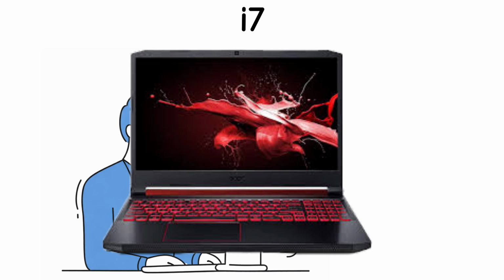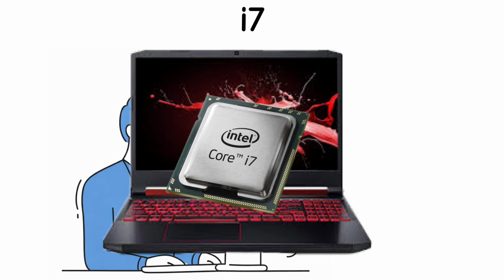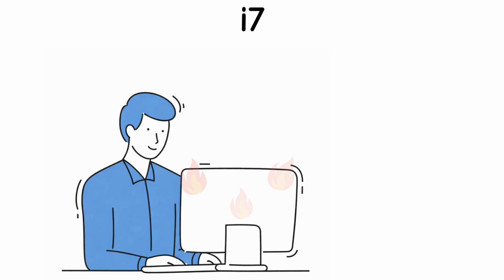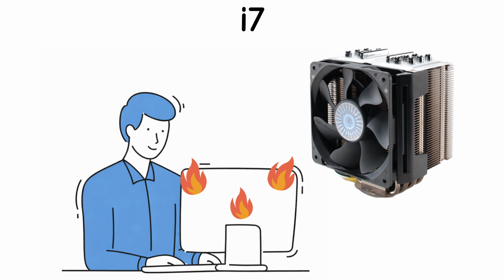Because of this extra performance, computers with Core i7 processors usually cost more than Core i5 systems. They also tend to generate more heat, so better cooling systems are often required.